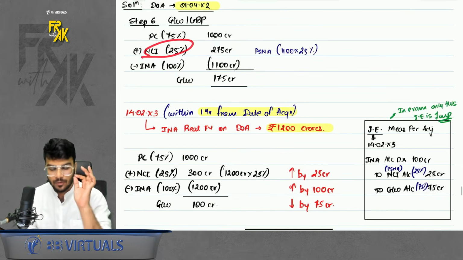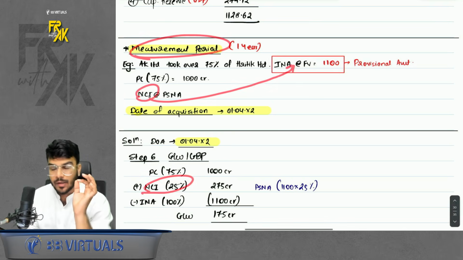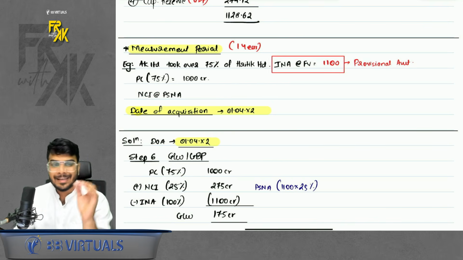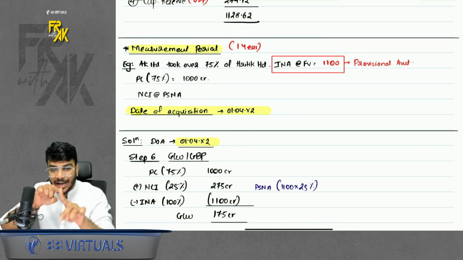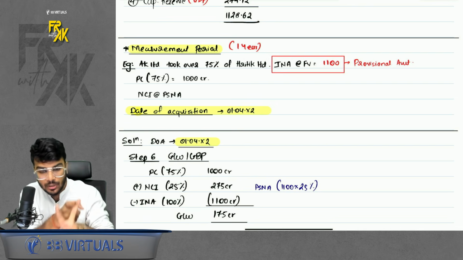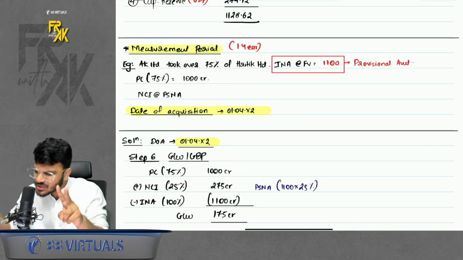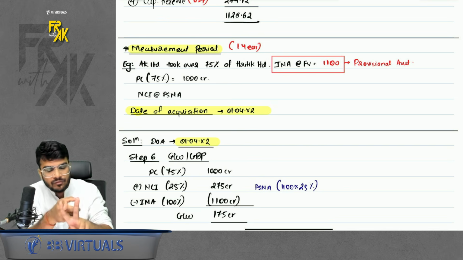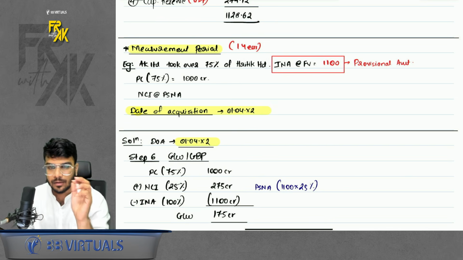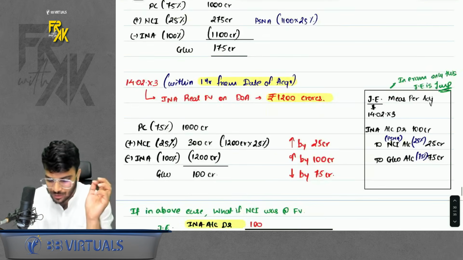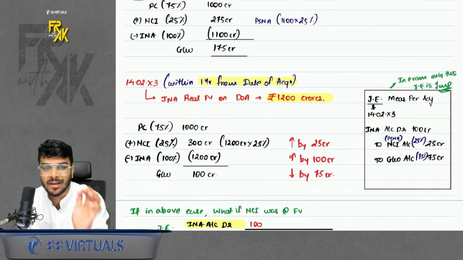Now what is the concept of measurement period? The standard gives us a grace of 1 year. If you get the information within 1 year, and if that information relates to the date of acquisition, two criteria. First, the information is received within 1 year, and second, it relates to the date of acquisition. If these two conditions are met, then whatever information is received within the measurement period, your goodwill will be impacted.